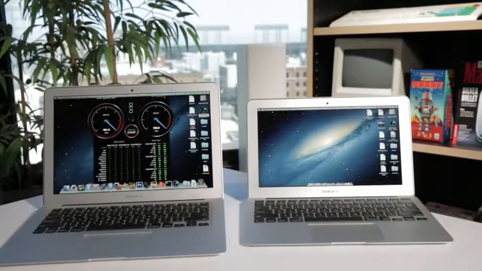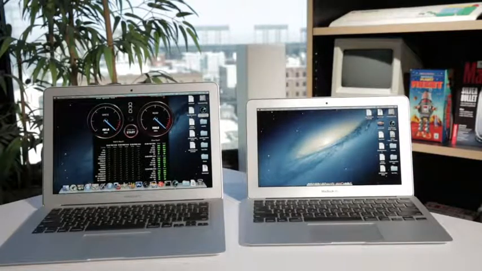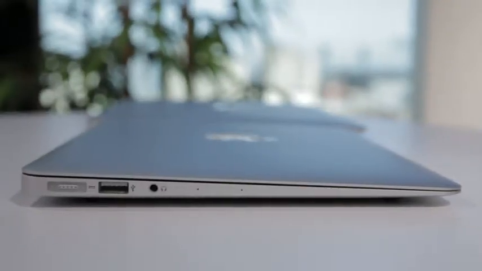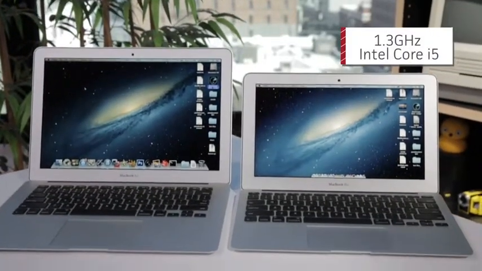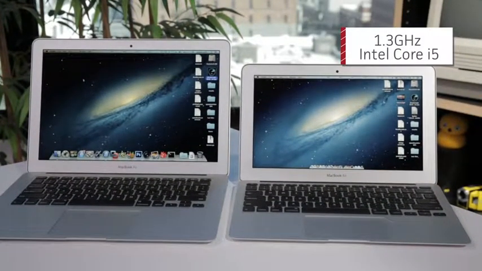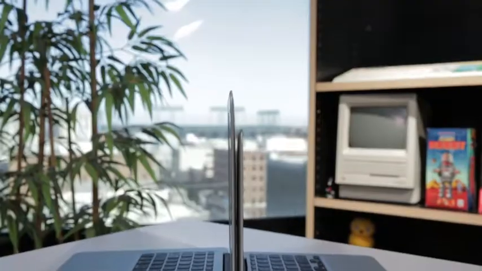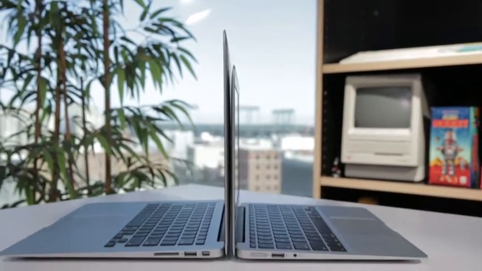We're here today to look at the brand new MacBook Airs. Externally, these MacBook Airs look the same as last year's. But under the hood, there's some key differences. They're all using the new Intel Haswell processors. They're all using the same speed, 1.3 gigahertz Core i5. This is the fourth generation Core processor from Intel.